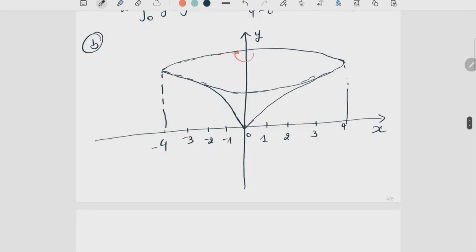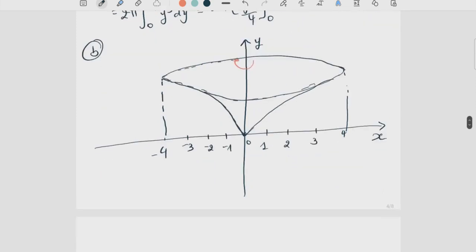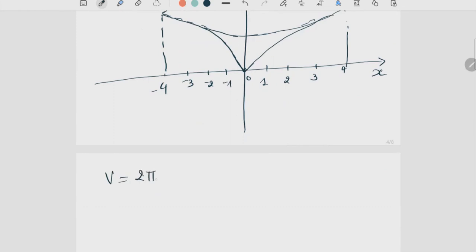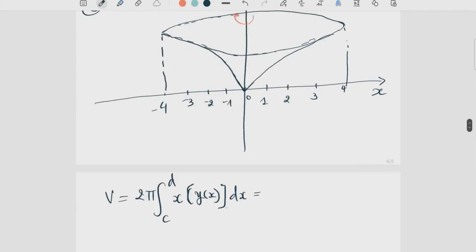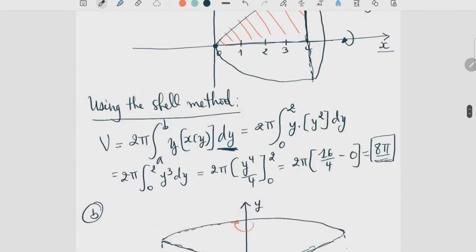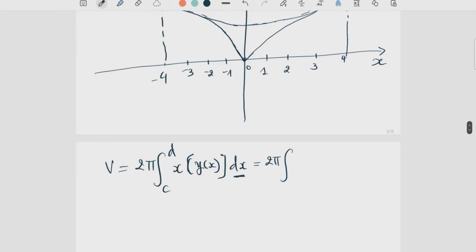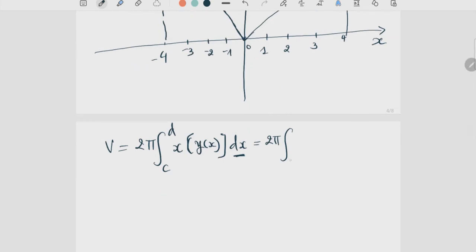In that case, our formula is V equals 2 pi, integral from C to D of x multiplied by y as a function of x, dx. That is when you're rotating about the y-axis. So we need to know that we are integrating in terms of x, and we already have the values for the volume in terms of x, so that would be from 0 to 4.